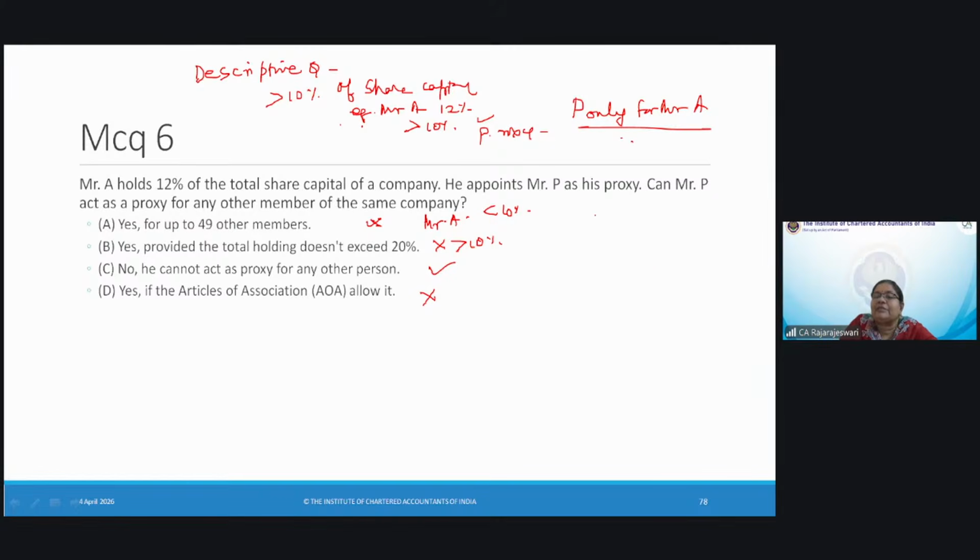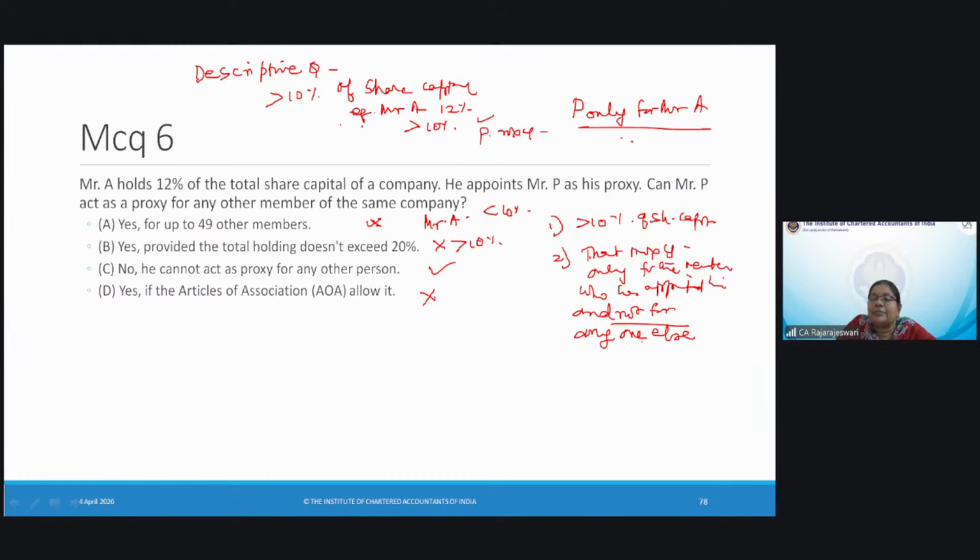Now, how will you write it if it is asked as a descriptive question? Mr. A holds 12% of the share capital. What are all the points that you have to write? The Act specifies more than 10% of the share capital. In that case, he can appoint a proxy. That proxy can act as a proxy only for the member who has appointed him and not for anyone else. You have to mention this also: more than 10% of the capital, and not for anyone else.